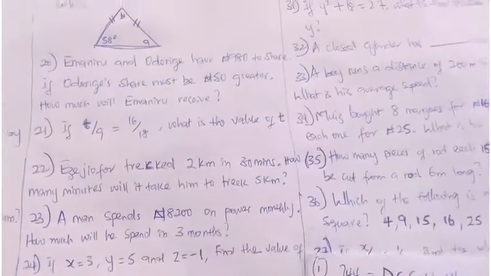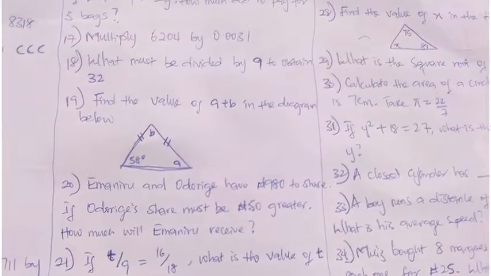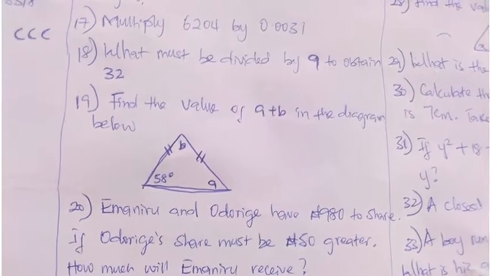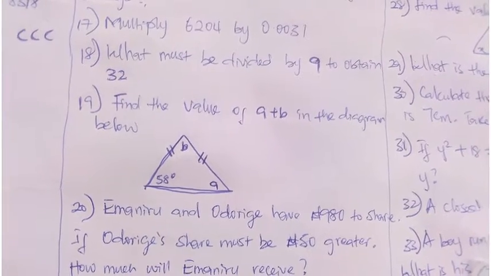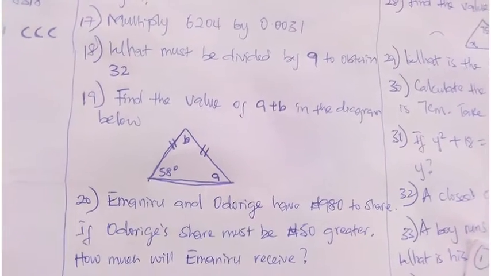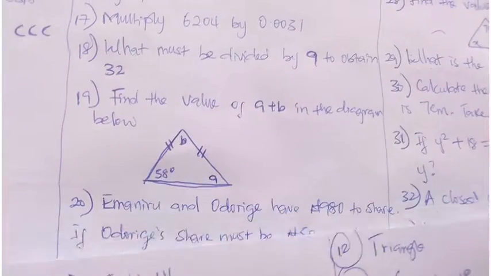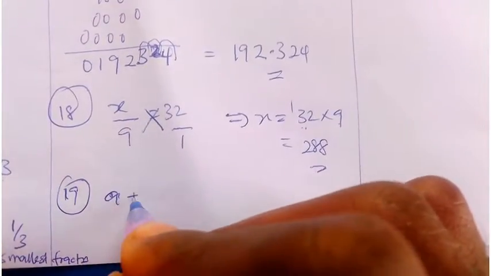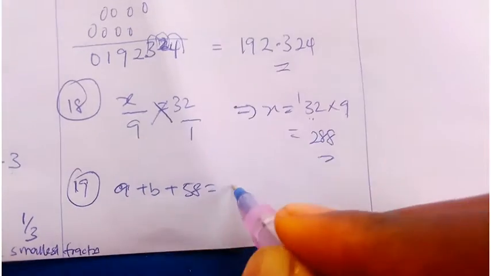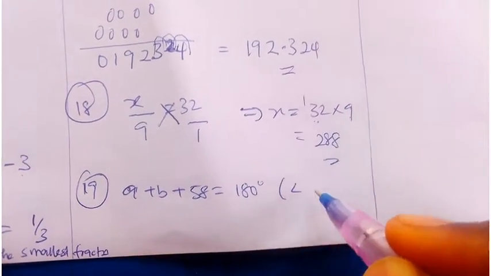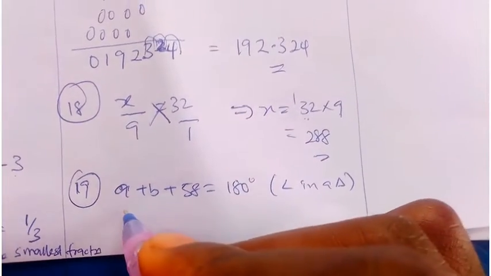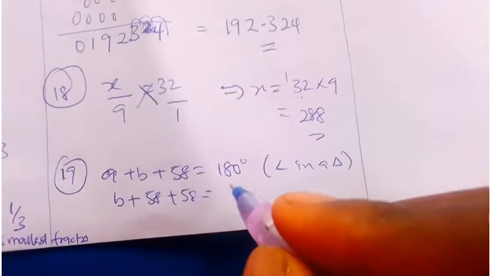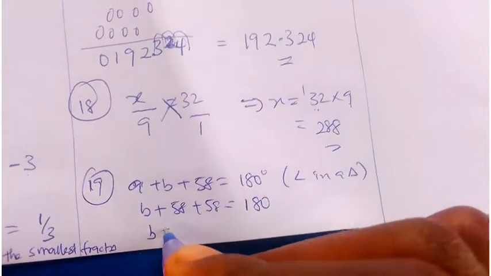Number 19 question. It says find the value of a plus b in the diagram below. From this question, we can see that this triangle is an isosceles triangle. So in that case, my a is automatically 58. Why? Because 2 sides are equal, 2 angles are automatically equal. So if a is equal to 58, what's b? In that case, a plus b plus 58 equals 180 degrees, total angle in a triangle. The a is already 58, so that becomes b plus 58 equals 180.